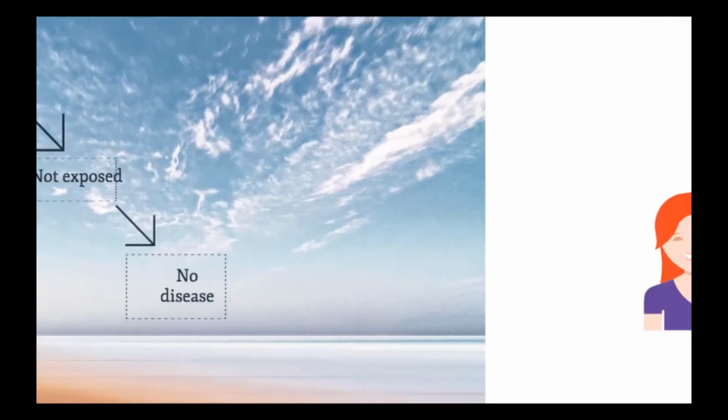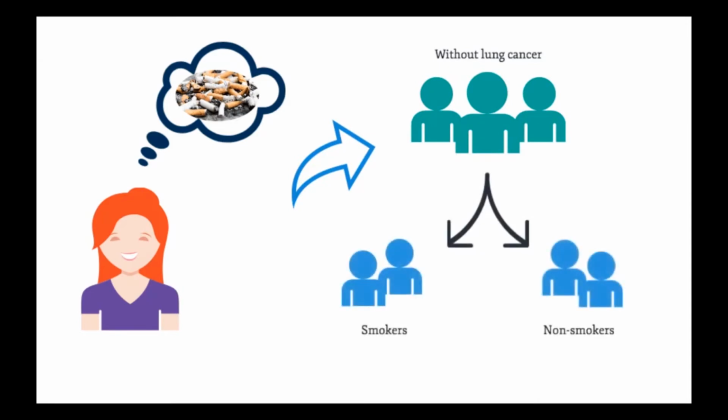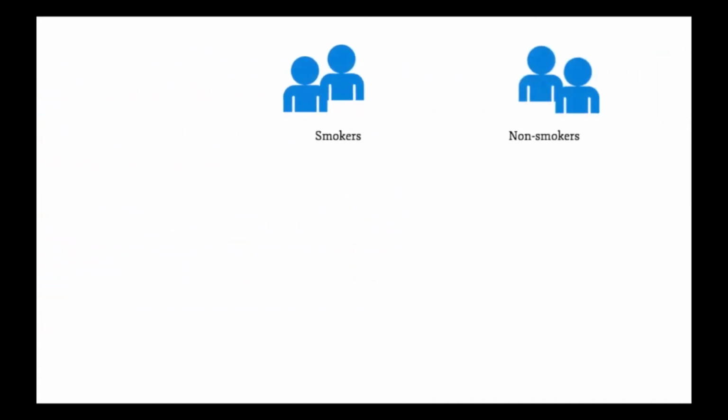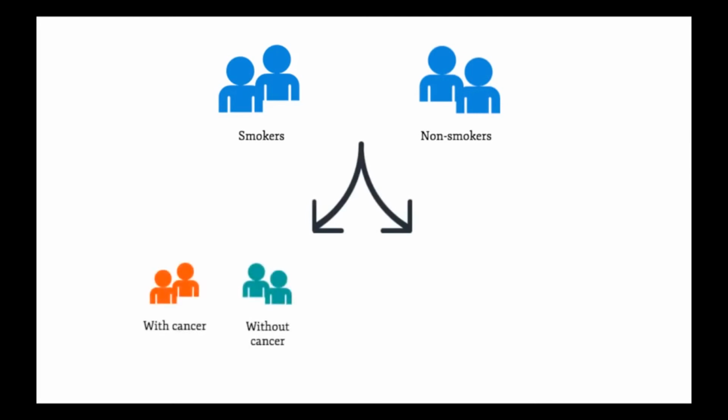To take a simple example, if a researcher was interested in whether or not smoking causes lung cancer, the researcher would identify a group of people who do not have lung cancer and then classify them according to whether or not they are smokers. The researcher would then follow up the participants over time to compare rates of lung cancer between the groups in the cohort according to their smoking status.